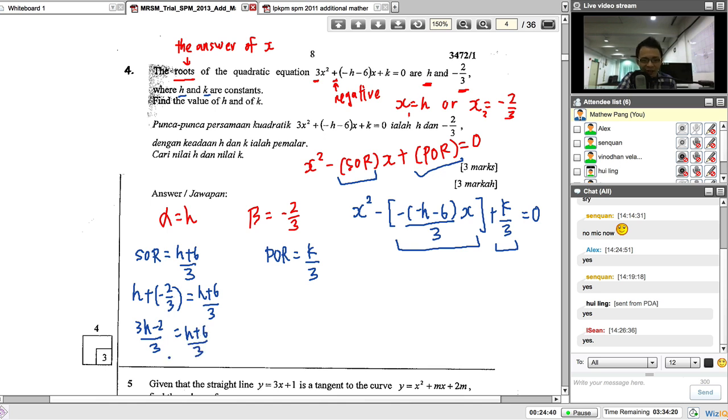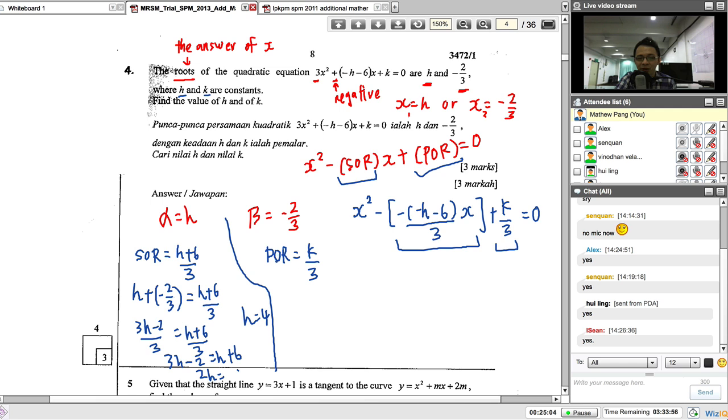Both are over 3, so I can cancel. So 3h minus 2 equals h plus 6. Moving h to this side, I get 2h equals 8. So h equals 4. Not enough space, so I borrow some space on number 5. It's fine. I think my calculation does not have careless mistakes. If I do have, please let me know.